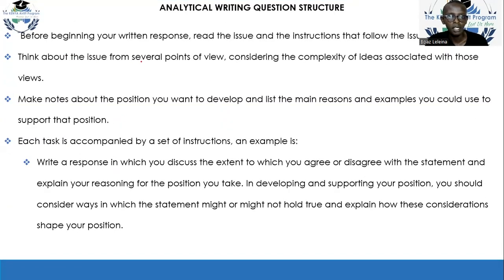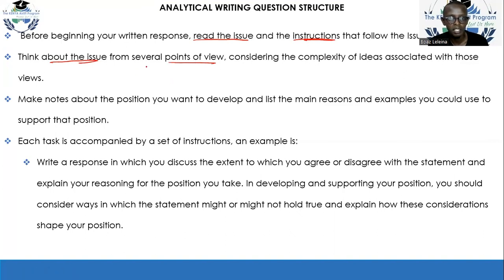So before beginning writing your response, read the issue. Don't just rush into writing. Read the issue and the instructions that follow that issue, and then think about the issue critically. Think about the issue from several points of view.